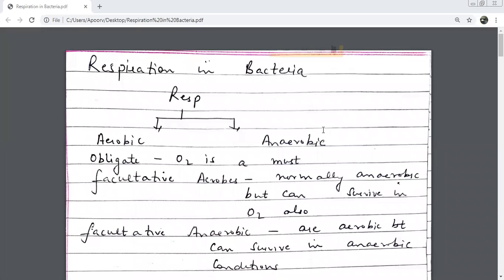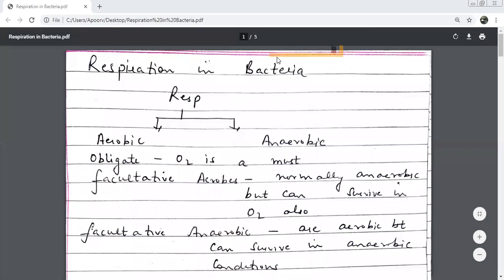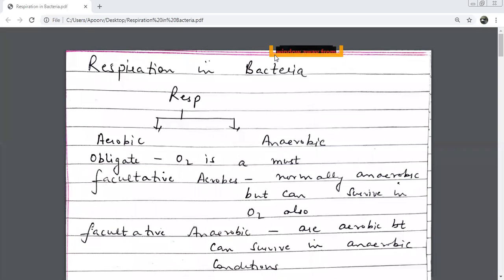Two more types of bacteria. Tell me quickly. Cyanobacteria. Yes, cyanobacteria. And the fourth one was? Cyanobacteria, eubacteria, archaebacteria. The last one was Mycoplasma, or PPLO. So we had done about these four things.